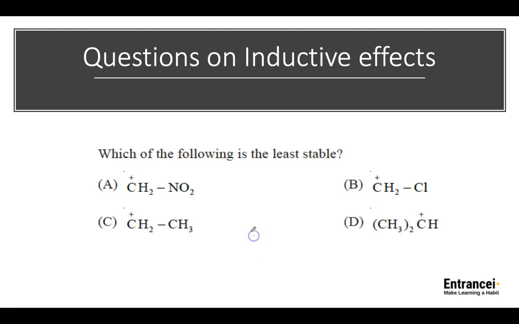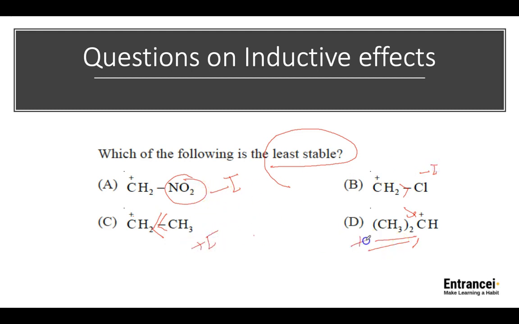Let's see another question. Which of the following is the most stable? Again, see, this methyl group exhibits plus I effect. So, plus I decreases positive charge. This chlorine exhibits minus I effect. This 2-methyl is donating electrons. But in the question, it is mentioned that least stable. So, the NO2 group exhibits minus I effect. Cl exhibits lesser minus I as compared to NO2. Methyl exhibits plus I. 2-methyl exhibits higher plus I. So, the stability order must be D, then C, then B, then A. So, for least stable, the answer will be A.